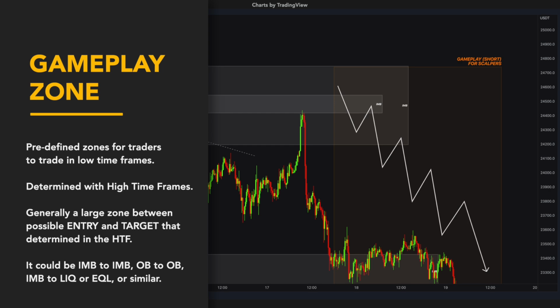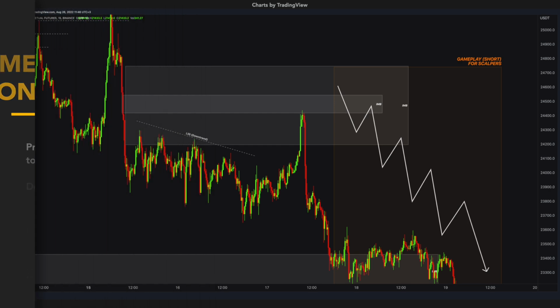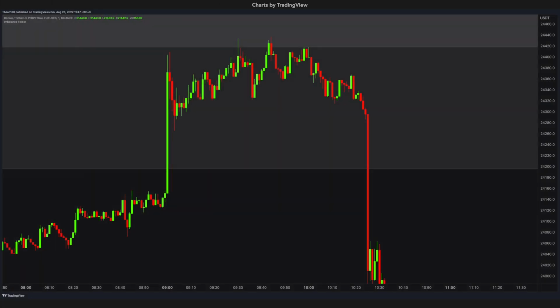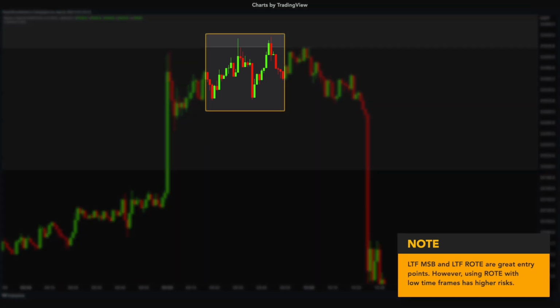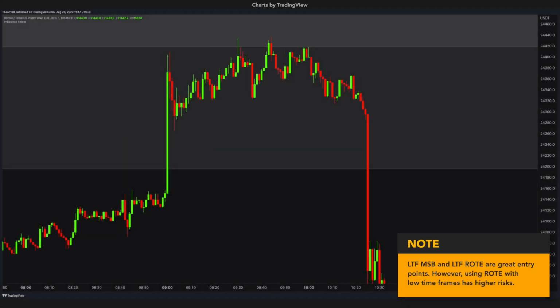Okay, let's check the significant area and learn how to scalp. When the 15 minutes imbalance tapped, I waited for a market structure break with a 1 minute chart. There were a couple of breaks, but not real and strong market structure break. My other entry style is always reverse optimal trade entry, ROTE. However, this is a much riskier entry type than MSB in low time frames.